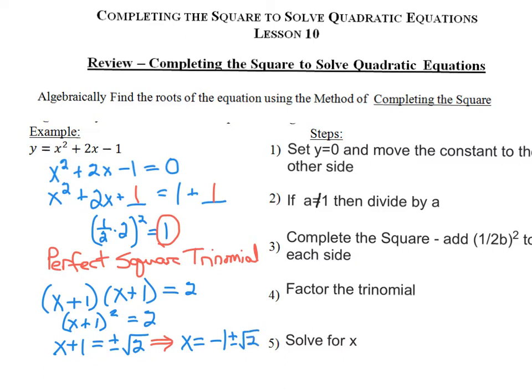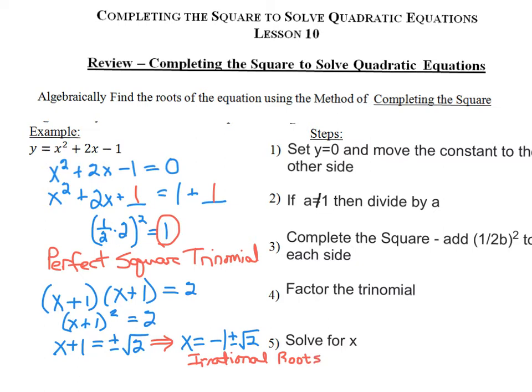Now usually we're going to want to leave our answer in that radical form. You'll notice that that tells me that the roots of my equation are irrational because I'm ending up with a square root as part of my answer. And it's the square root of a number that is not a perfect square. So that tells me that my roots, my two answers, are irrational.